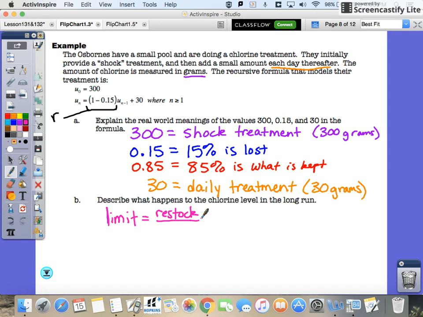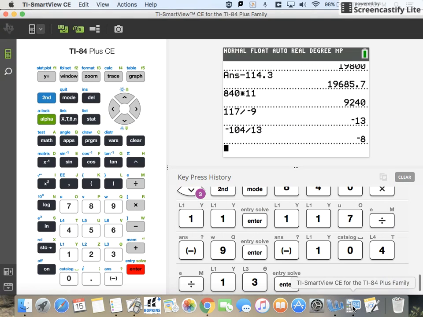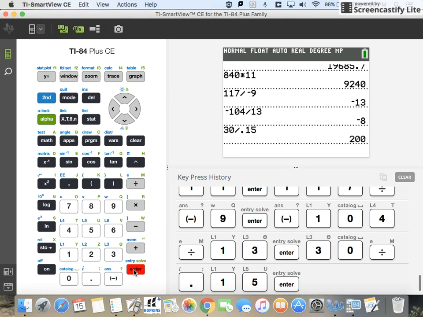But the people that created those chemicals and created the manufacturing and everything to sell to their customers had to calculate this. So limit is the restock amount divided by the percent lost. So for us, the restock is 30. It's this number right here. That's what's being restocked or put in again and again and again every day. The percent lost is 0.15. It's got to be the percent lost as a decimal. So 30 divided by 0.15 is 200.